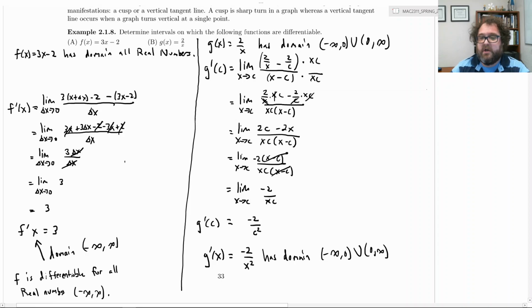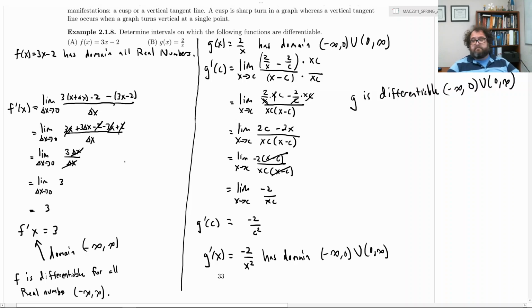Okay. So let's see. We could say G is differentiable on the intersection of its domain and the domain of its derivative. Well, in this case, both of those are the same sets. So negative infinity to 0, union 0 to infinity. Okay? So again, to drive that point home, the function will be differentiable on the intersection of its domain and the domain of the derivative.